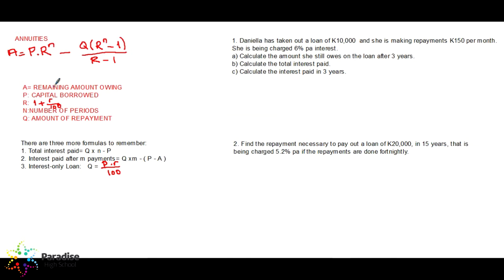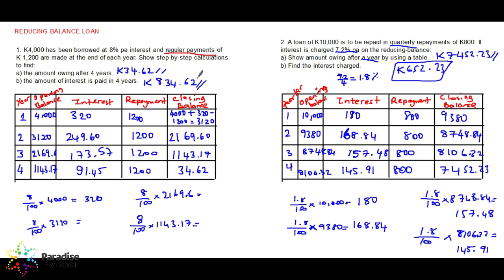Now it comes to annuities. When we take a loan and there is a repayment, there are two ways you can use to answer the questions. The first is, as we did in the first two questions, we draw a table and try to find the remaining amount. However, if instead of 1 year we ask for 10 years, show the amount owing after 10 years, 10 years means you have altogether 40 quarters.